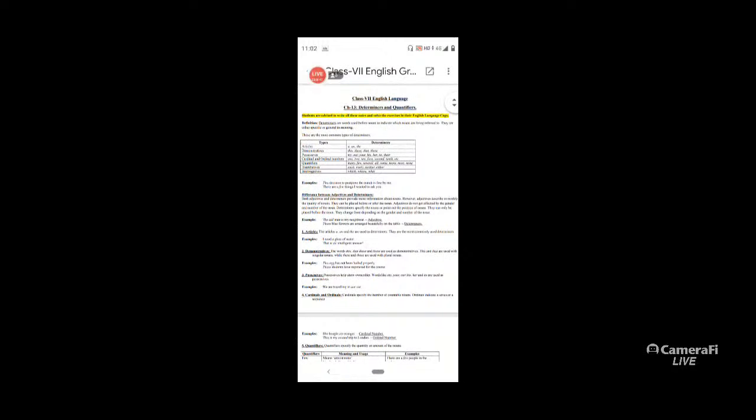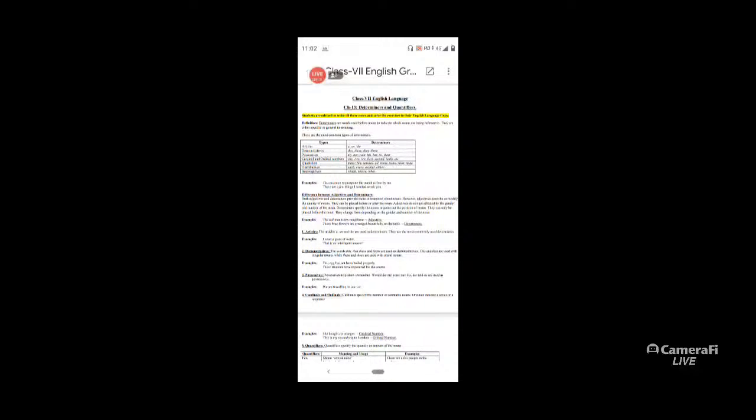So what are determiners? Determiners are words used before nouns to indicate which nouns are being referred to. They are either specific or general in meaning. They are words which are used before the nouns to indicate which nouns are being referred to, meaning they are pointing out which nouns they refer to. So there are various types of determiners, such as the articles.